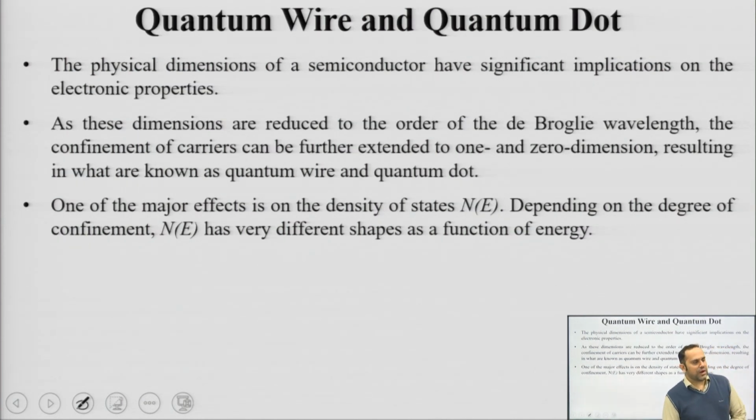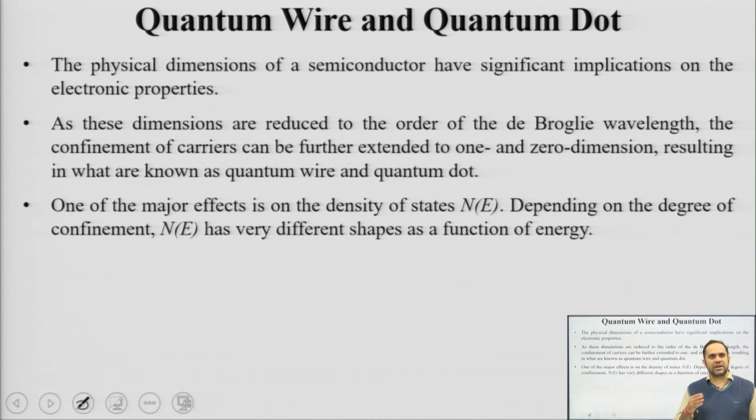Apart from these two, quantum well and super lattice, you can have other structures which are quantum wire and quantum dot. These are related to the dimensions in which we are measuring. The physical dimensions have significant implications when it comes to semiconductor devices. When these dimensions are reduced to the order of the de Broglie wavelength, the confinement of carriers can be extended into lower dimensions like 1D or 0D, resulting in what is known as a quantum wire in 1 dimension and a quantum dot in 0 dimension.